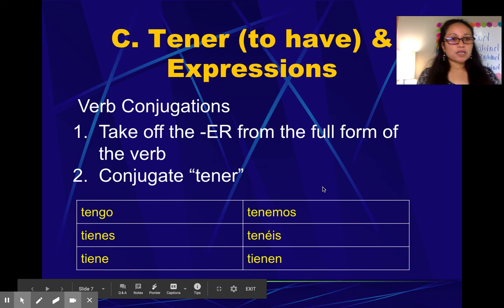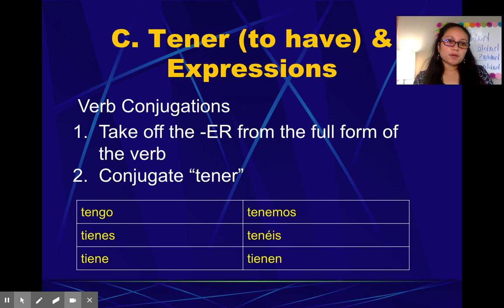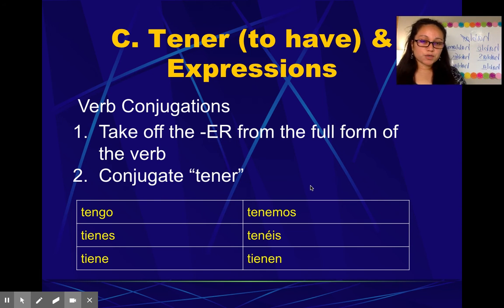So what are expressions that go with tener? For the one expression that we did in our todo sobre mí, all about me, how old you are. Yo tengo blank años. In Spanish, that's how you refer to age. You have a certain age. Yo tengo 17 años. Okay? So what are other expressions that are common with tener that we should know because we're going to practice them?